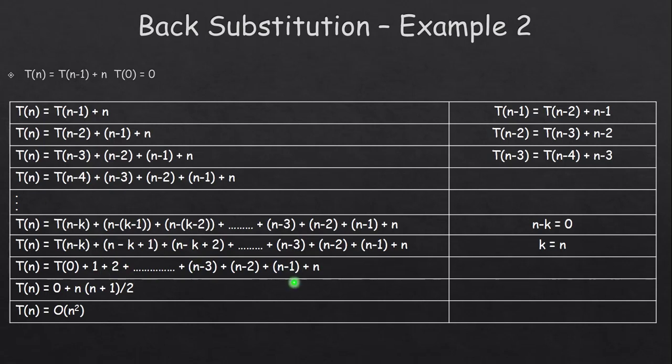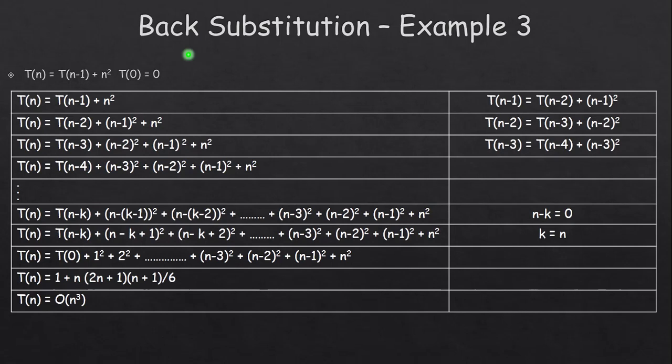So it is nothing but the sum of the first n terms. So t of 0 I can write as 0 because it is given. This is written as n into n plus 1 by 2. So the higher order term is n square. So the complexity of this procedure is O of n square.